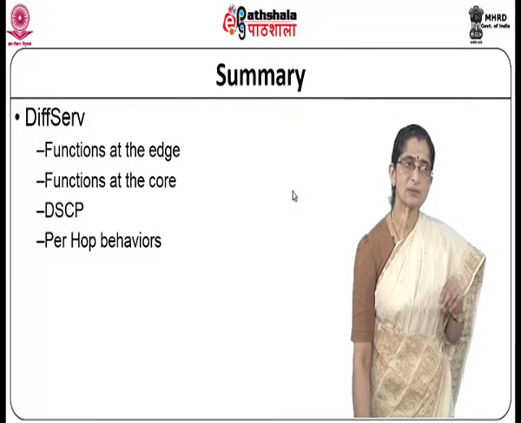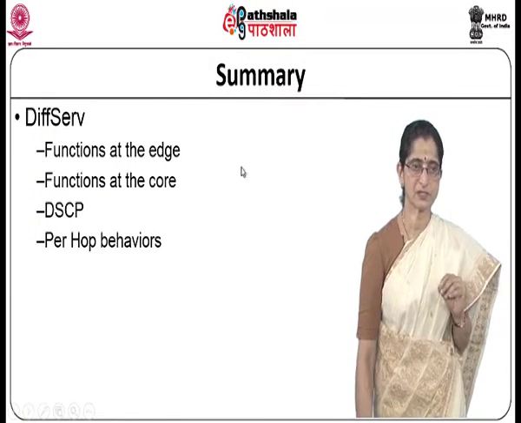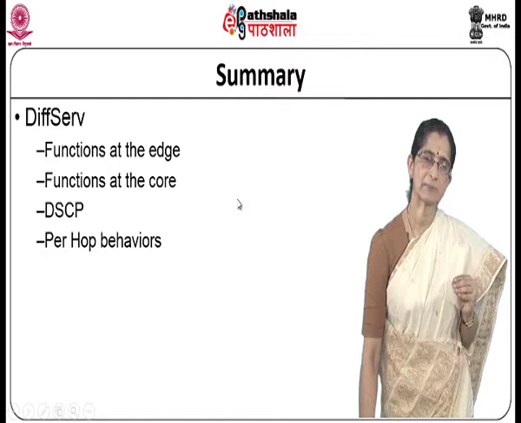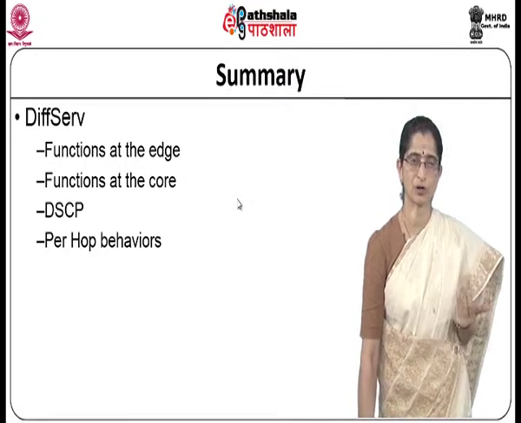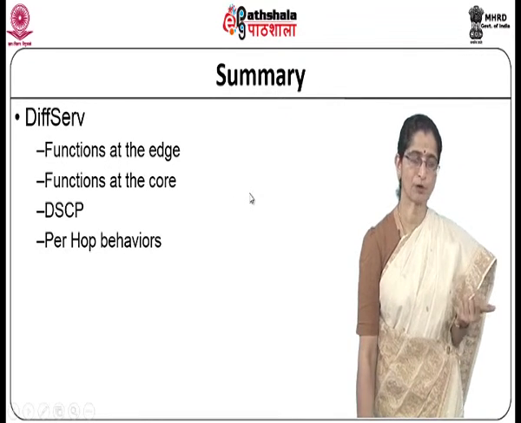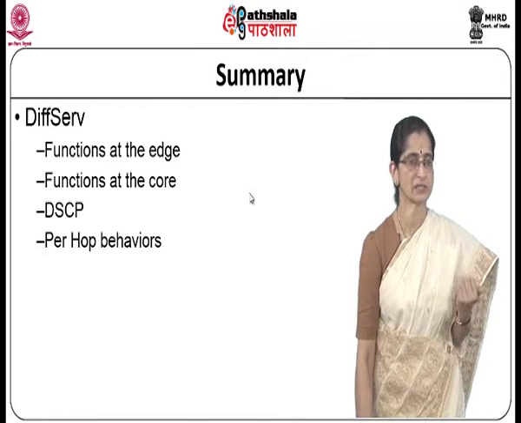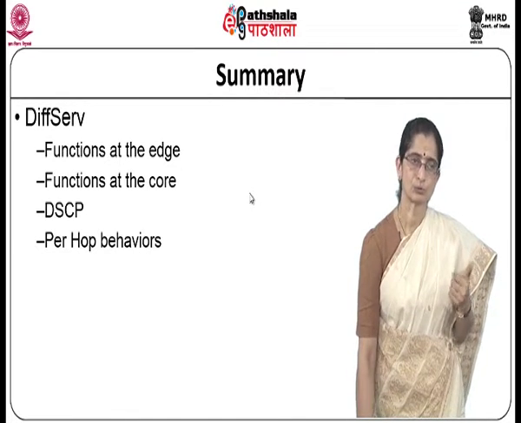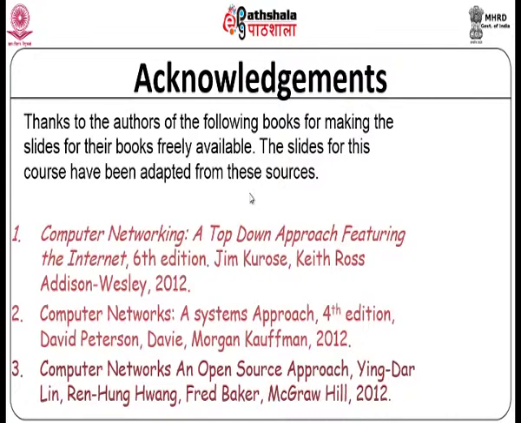So to summarize, what we have looked at with respect to DiffServ are the functions that happen at the edge router and the functions that happen at the core router. We talked about DiffServ code points, we talked about per hop behaviors and how these are implemented. So that is a summary of the DiffServ mechanism. Thank you.